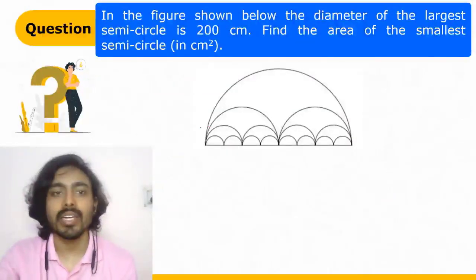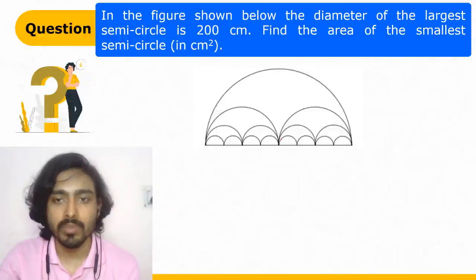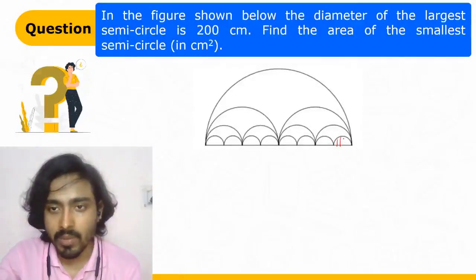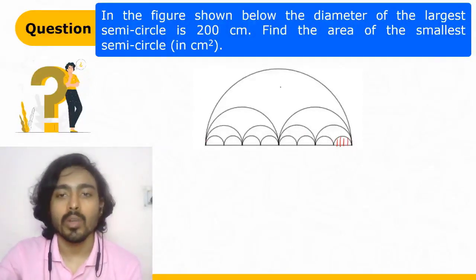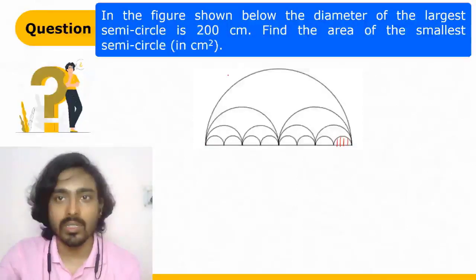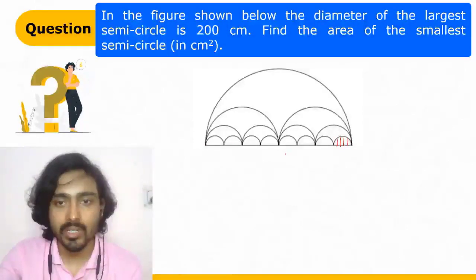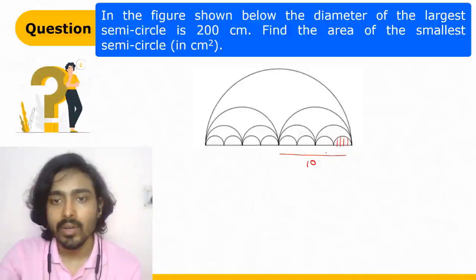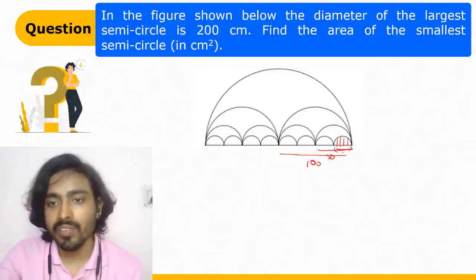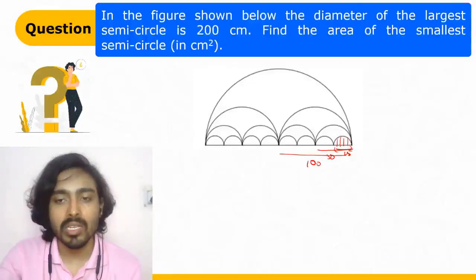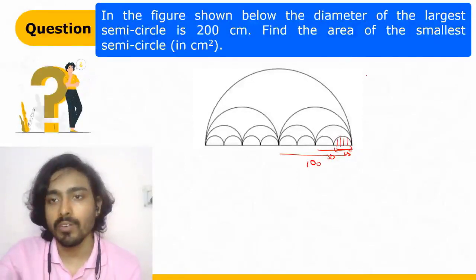In this case, you have to find out the area of the smallest semicircle. So this is no doubt the smallest semicircle. The whole is 200. The total diameter is 200. So this will be 100, this will be 50 and this will be 25. So the diameter of the smallest semicircle is 25. So we have to find the area.